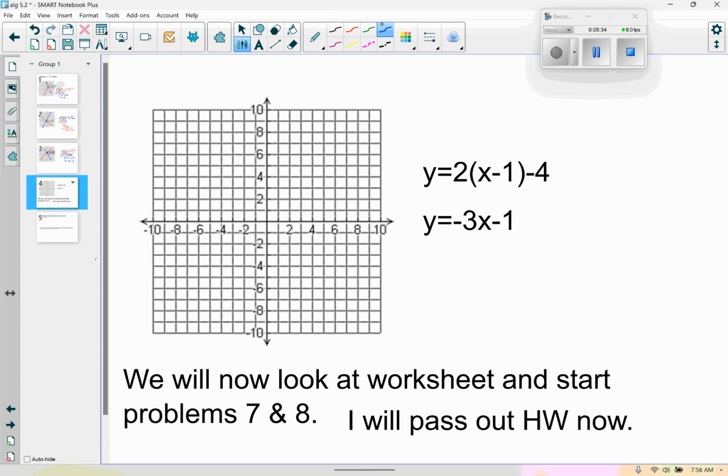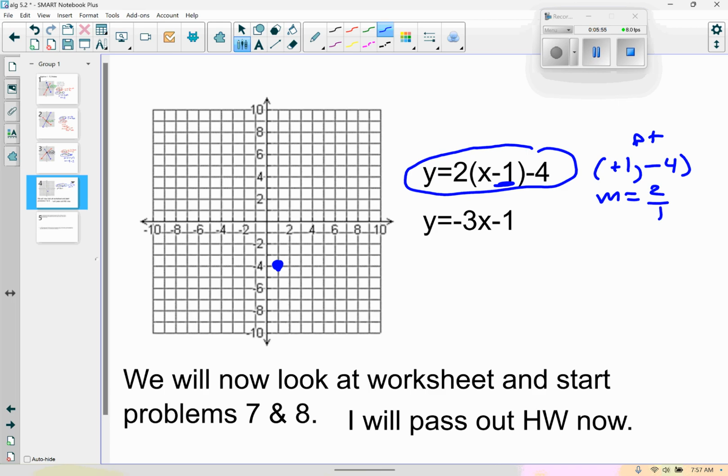The next problem is in point-slope form. So I'm going to take the opposite of this: the opposite of -1 is +1, and then -4. So I have the point (1, -4). And then I have a slope of 2 over 1 because of that.